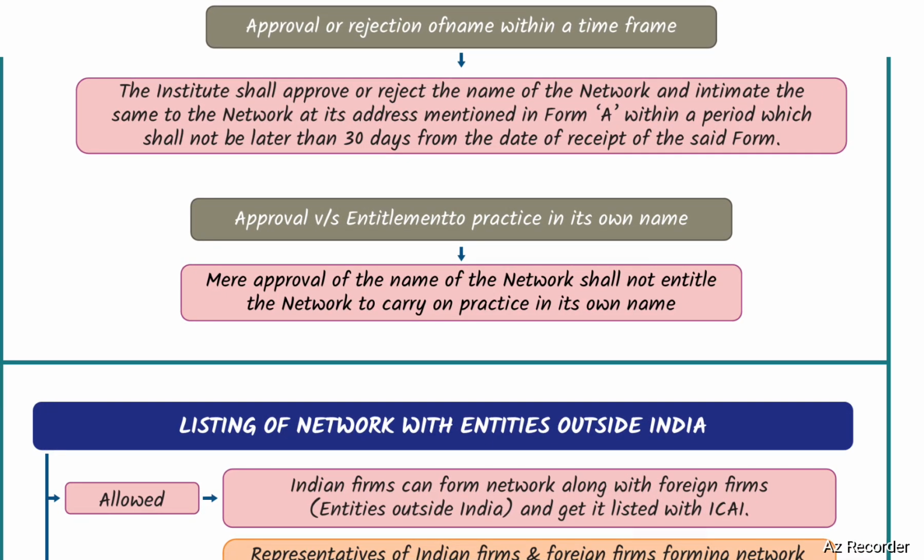Approval or rejection of name within a time frame. The institute shall approve or reject the name of the network and intimate the same to the network at its address mentioned in form number A within a period which shall not be later than 30 days from the date of the receipt of the said form.